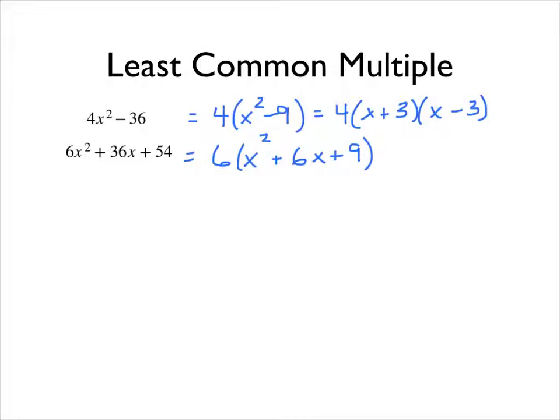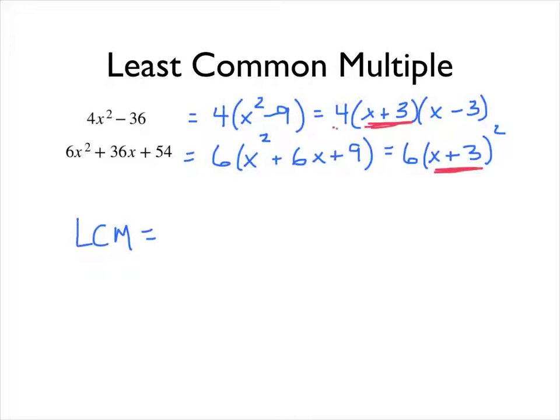Is that it? Yeah, and that's x plus 3, quantity squared. So 6, and then x plus 3, the quantity squared. So we want the least common multiple. So start by finding the ones that they have in common. Let me underline all the ones they have in common. X plus 3, one of the x plus 3's.